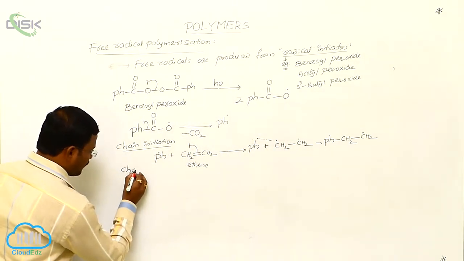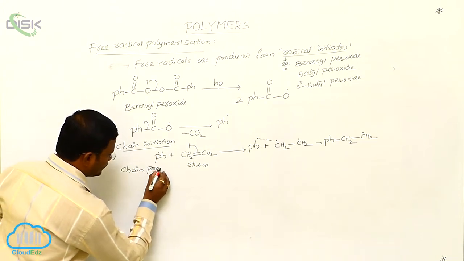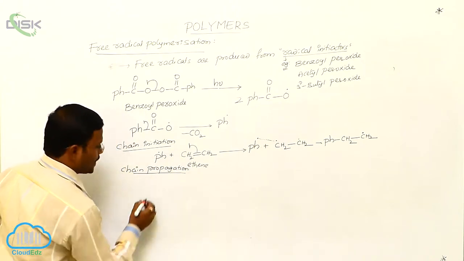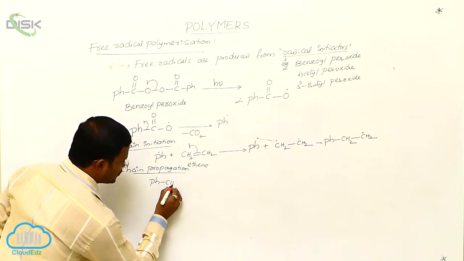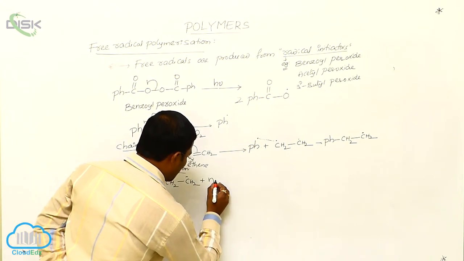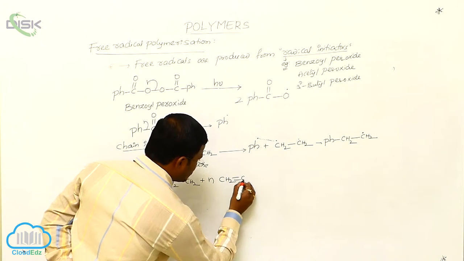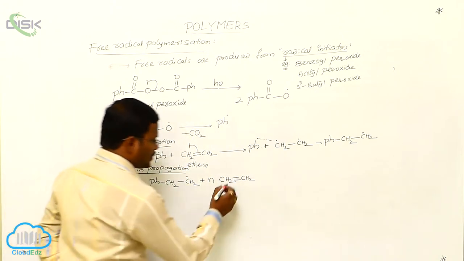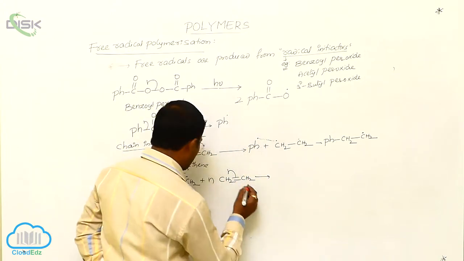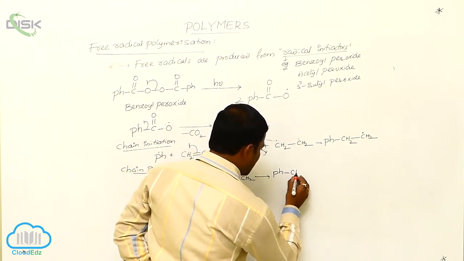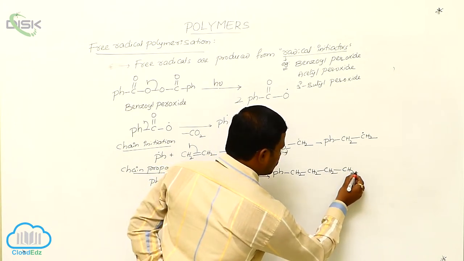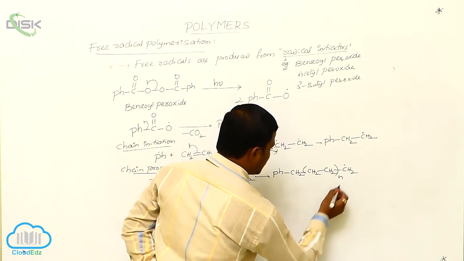Now, in the next step, what is the next step here? Chain propagation. In the chain propagation step, the formed PhCH2 radical is going to react with n number of CH2=CH2 monomers. Now the same thing happens here. The presence of radical can promote the homolytic cleavage in this bond and produces PhCH2 radical. So we would like to consider it as n.